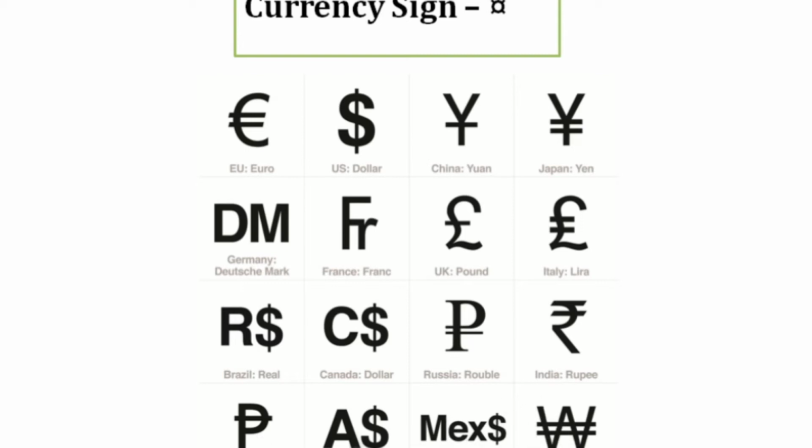This one is the currency of Australia, that is called dollar. And this one is the currency of Mexico, and this Mexico currency is known as peso. And you can see here the next currency of this symbol is the currency of South Korea, and the currency of South Korea is known as won, WON, won.